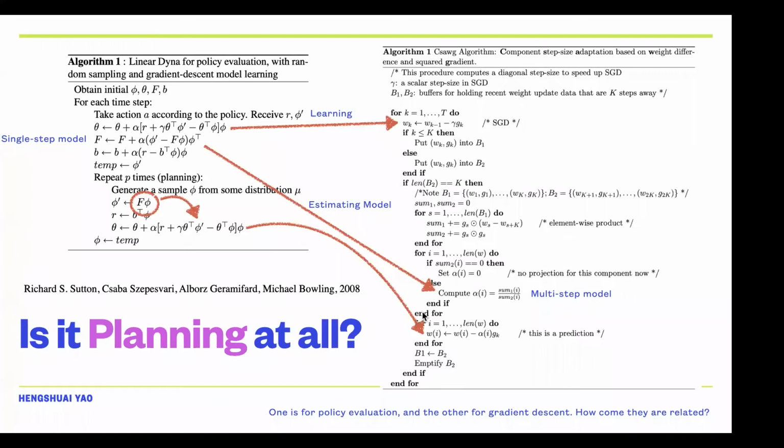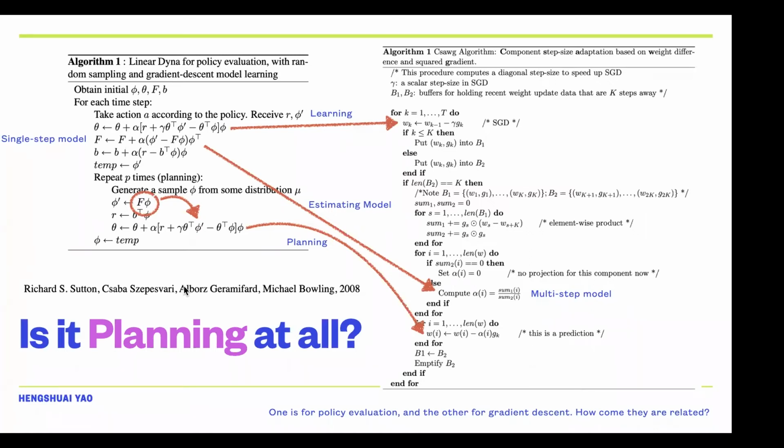So architecture-wise, you can see the two algorithms are strikingly similar. Everything you said about linear Dyna in architecture can be said about CHAG. To make a try, CHAG is an integrated architecture for learning, modeling, and planning. So this sounds really familiar.